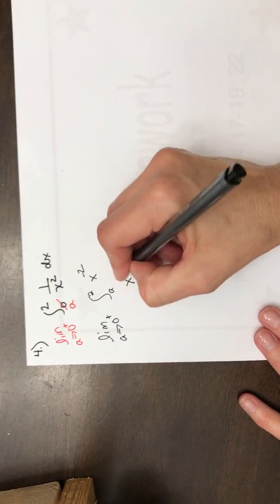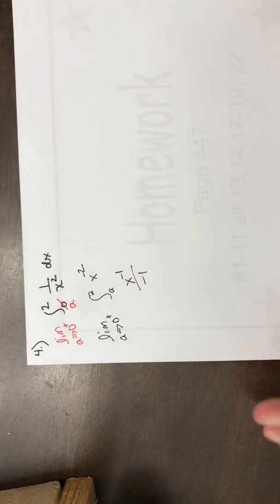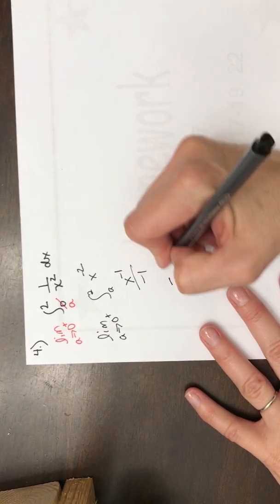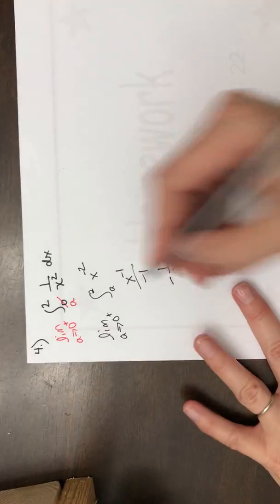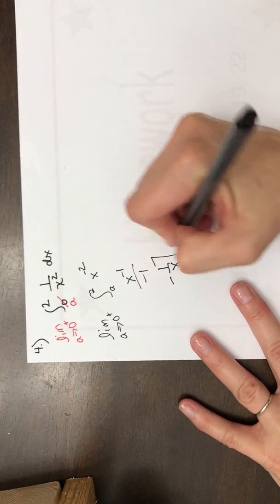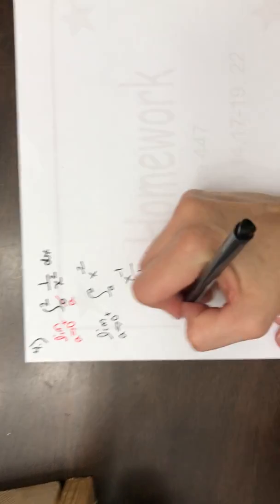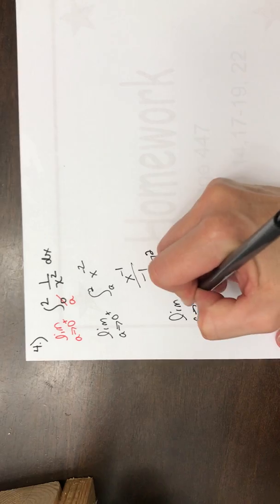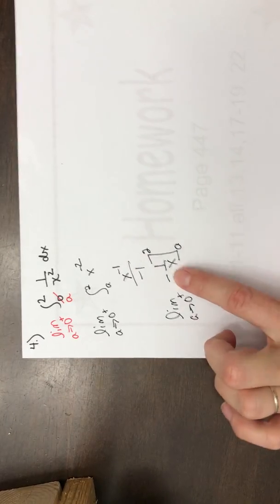You get x to the negative 1 divided by negative 1, which hopefully you guys know right off the bat, that's negative 1 over x, evaluated from a to 2. Okay, and again, I have the limit as a approaches 0 from the right. All right, plug in the 2, plug in the a.